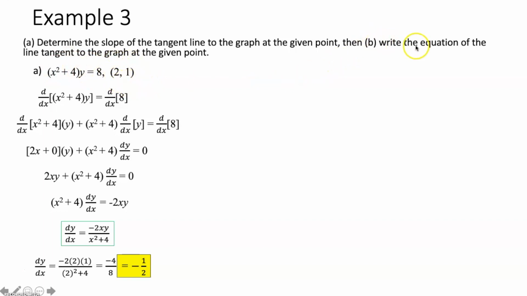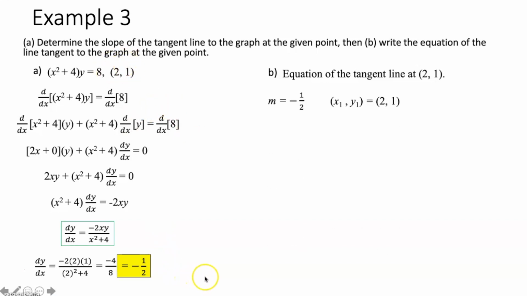Now, part B wants us to write the equation of the tangent line to the graph at this given point. Well, in order to write the equation of a tangent line at a given point, I just need a point and a slope. Well, I have a point and I have a slope. So all I have to do then is put those into point-slope form. So I plug in my negative 1/2 for my m, that's my slope, and I plug in my point, my x sub 1 and y sub 1 for x sub 1 and y sub 1.